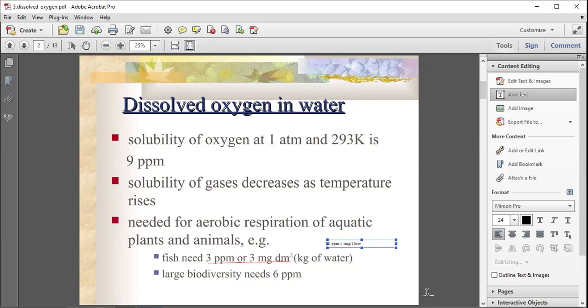And another thing, 1 centimeter cube. 1 centimeter cube, 1 liter is equal to 1 liter. We will see the calculation.